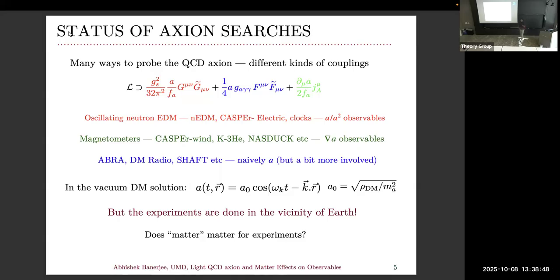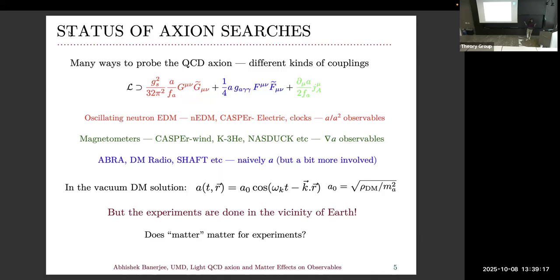And I'm making the mass to be very small, and I'm really thinking of it as a classical wave. Okay, there are two people already laughing in the audience, but just bear with me. It's really, really classical at this moment. So that's the setup that I have in mind. And if you really think of the experiments, right? This dark matter solution is there. It's at infinity. It's far from us. And we are doing the experiment here locally.